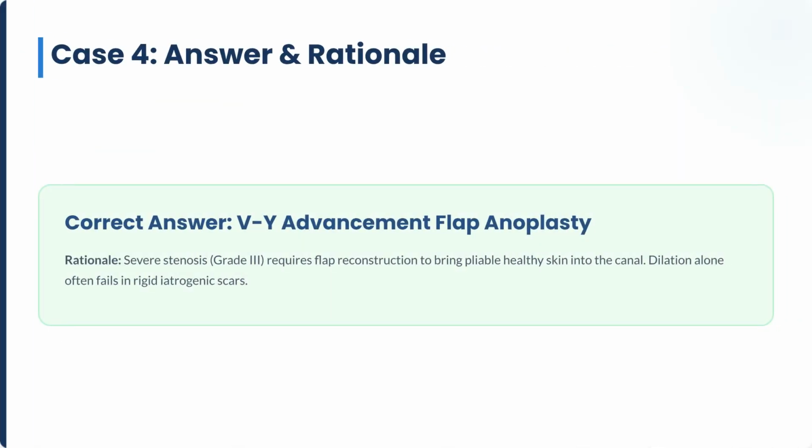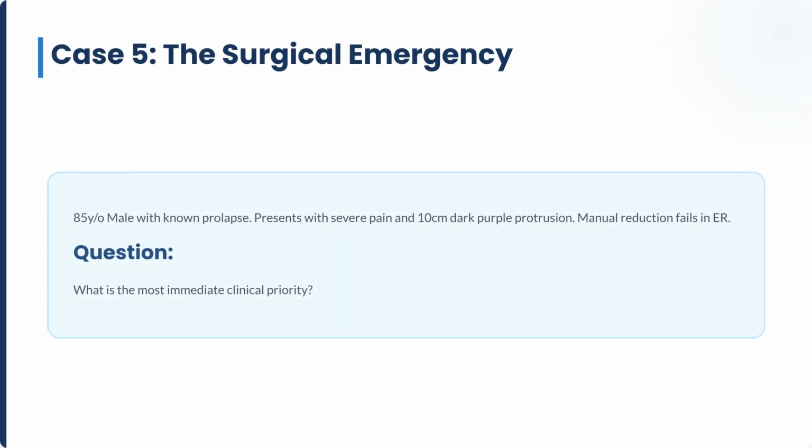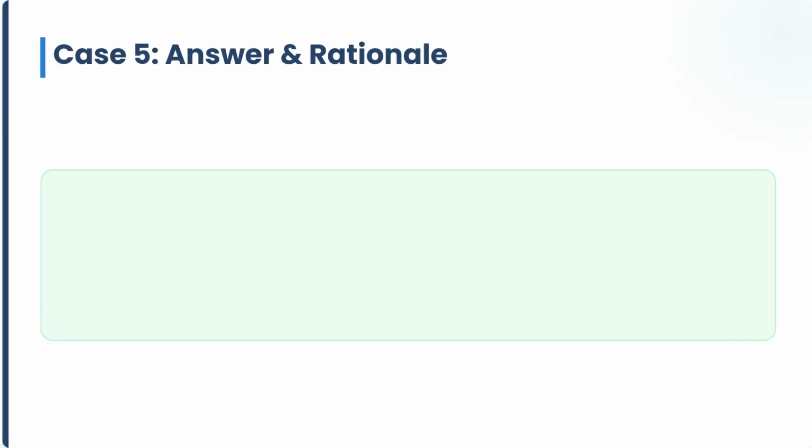Case 4. A 45-year-old female presents with pencil stools 1 year after a hemorrhoidectomy. Her anal canal is severely tight, resisting even an index finger. What is the definitive surgical management for this severe iatrogenic stricture? The correct answer is VY advancement flap anoplasty. Severe stenosis, or grade 3, requires flap reconstruction to introduce pliable healthy skin into the canal, as dilation often fails in rigid scars.